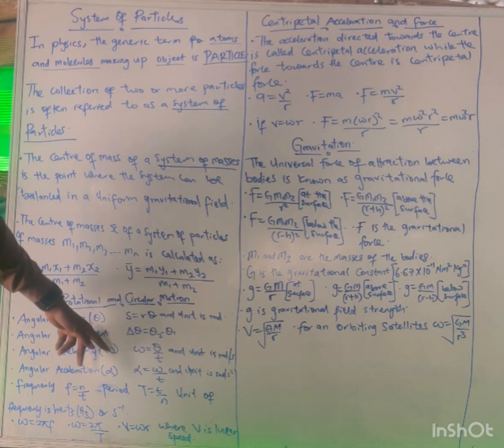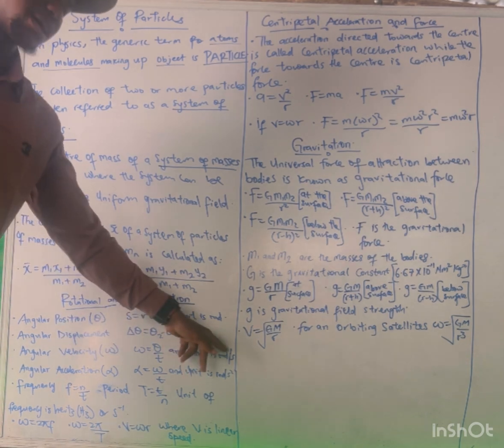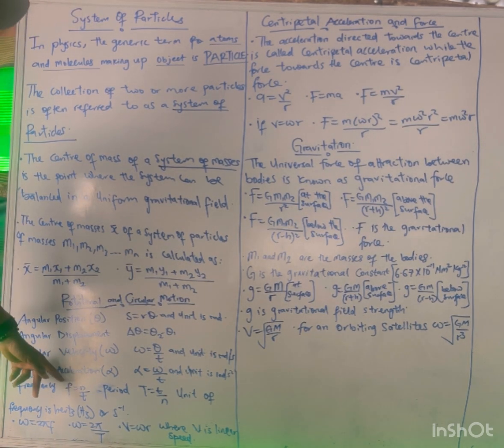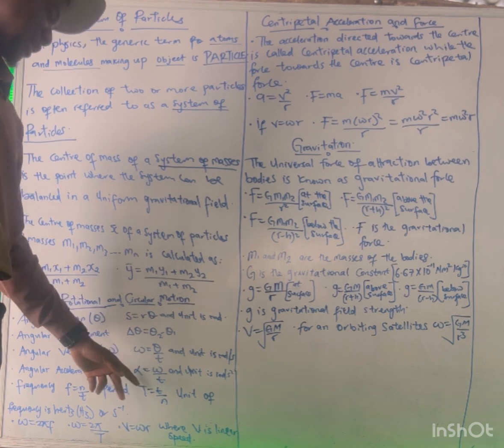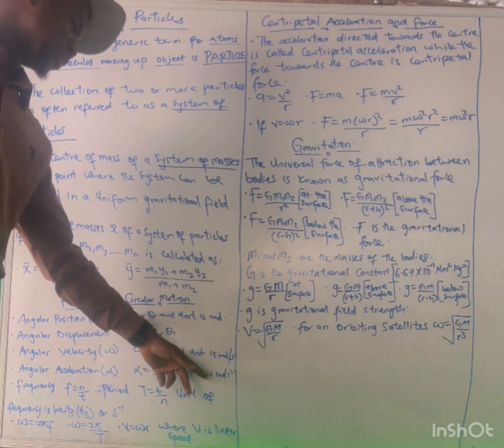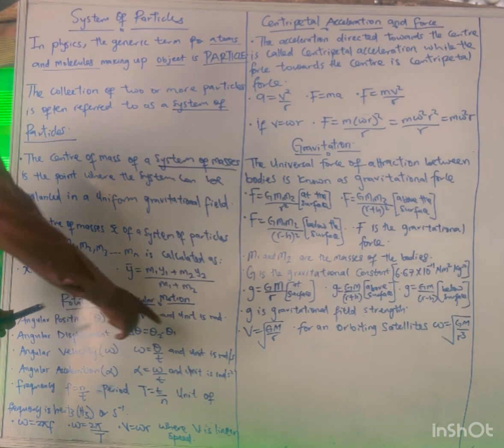The unit for angular velocity, omega, is rad per second. We have the angular acceleration, which is alpha. The formula for alpha is omega over t, that is angular velocity over time. And the unit is rad per second squared.